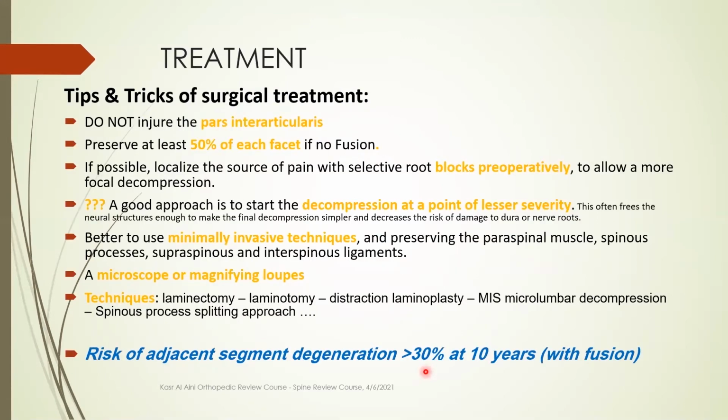Take care. Do not injure the pars interarticularis. Preserve at least 50% of each facet if no fusion is planned. Try to localize the source of pain preoperatively by selective blocks to allow a more focal decompression. A good approach is to start with the point of less severity. This often frees the neural structures enough to make the final decompression simpler with less risk of damage.